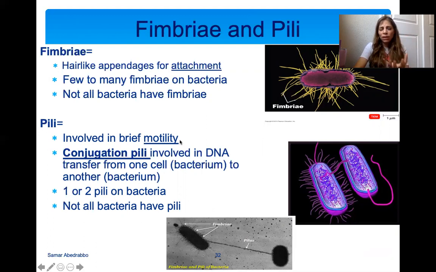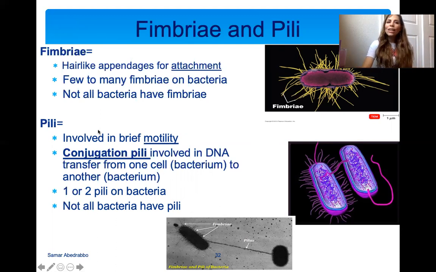The main structure for motility is flagella, but where pili are important is for conjugation. I'm going to teach you what this word means later on, but bacteria can exchange genetic material between each other. It's a really cool process where, for example, if you have one bacterium that is one color and one bacterium that's another color, they can touch each other through their pili if they both have pili and do what we call conjugation. That just means exchanging genetic material, so transferring DNA from one bacterium to another.